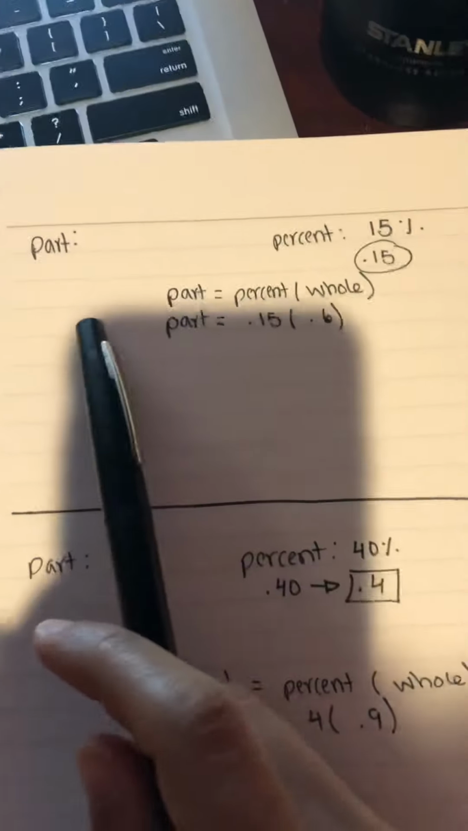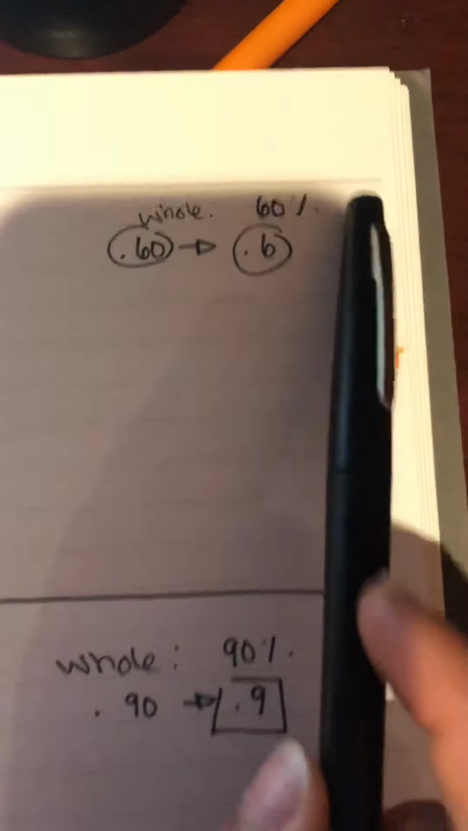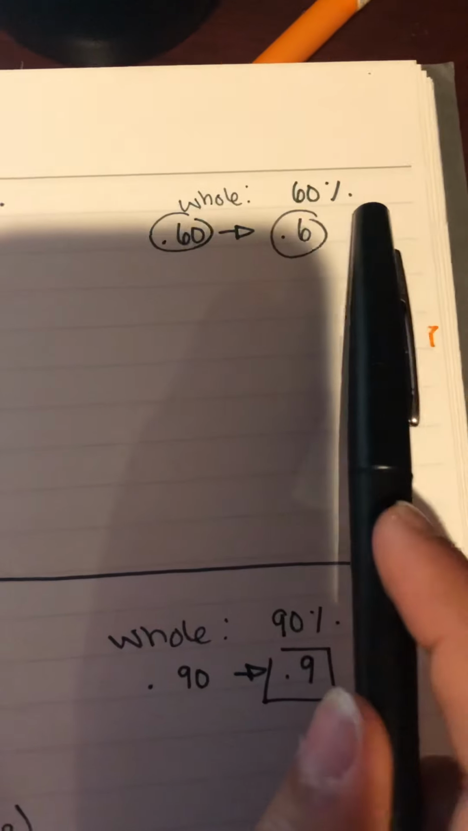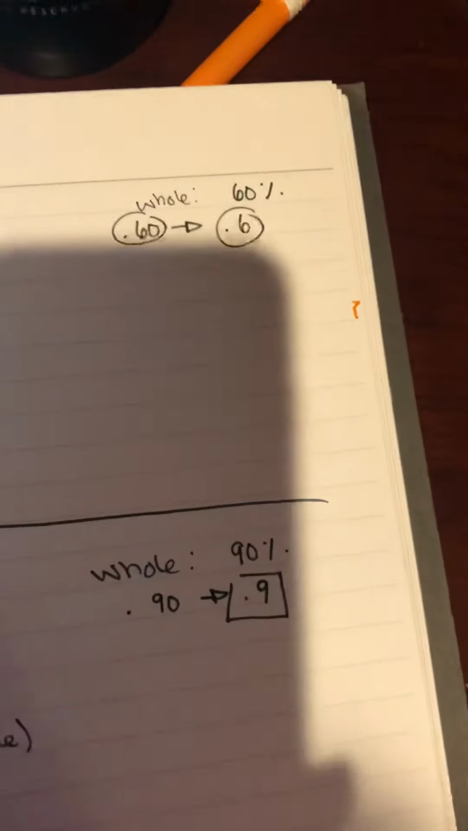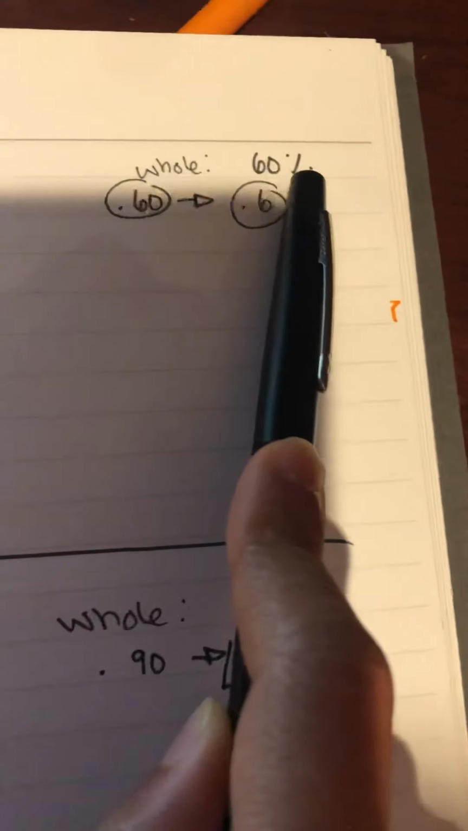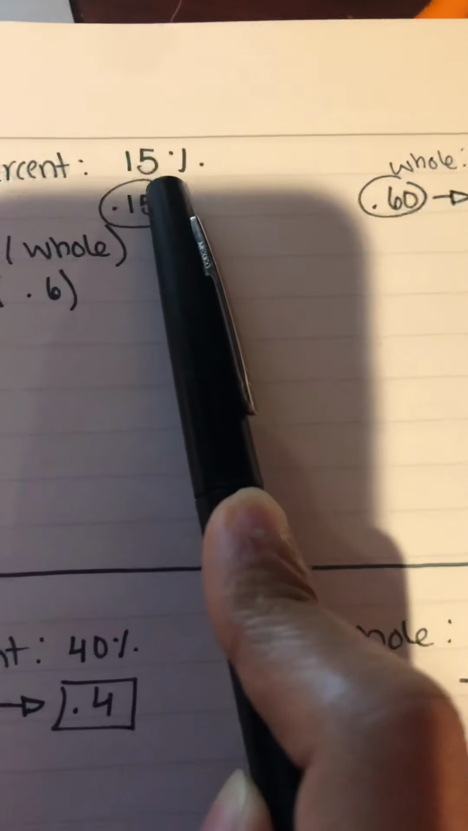So in your notes, here's what you needed. You needed the part, the percent, and the whole. Now, what you should have had was your whole was 60% because we want to know what's 15% of 60% to find how many kids total. So my whole should have been 60% and the part should have been 15%.